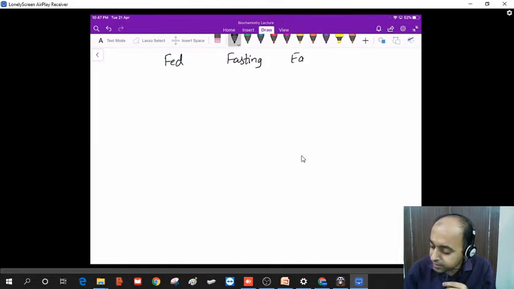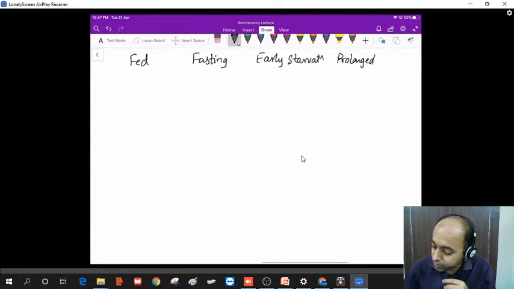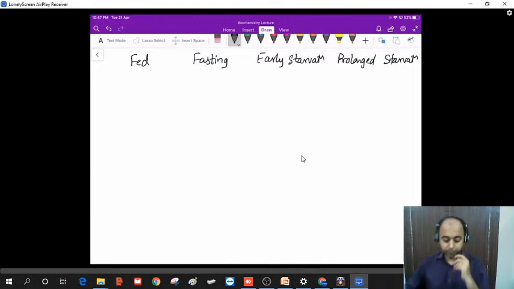The feed fast cycle is broadly divided into three, but sometimes we can also divide it into four stages.